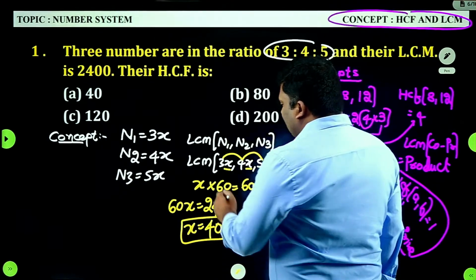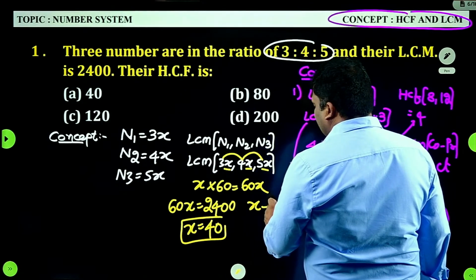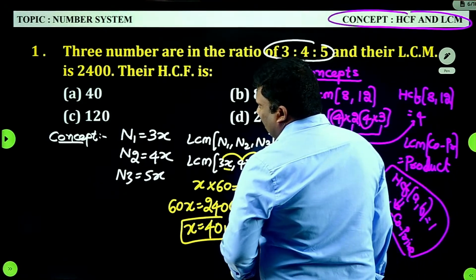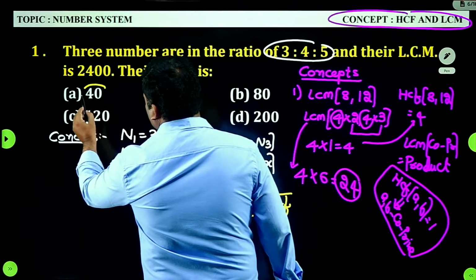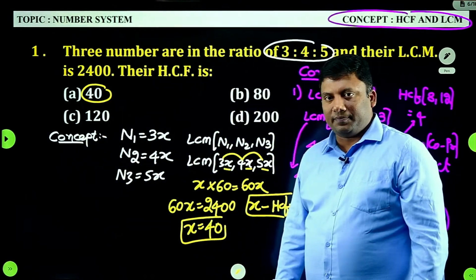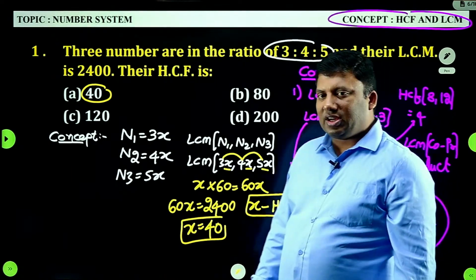What is x? The common factor is the HCF. So the HCF of these numbers is 40. I hope the idea is clear.